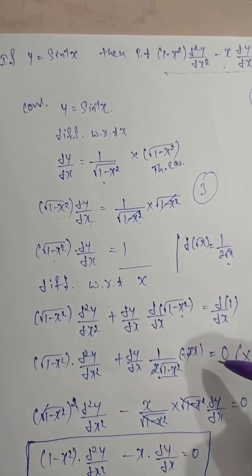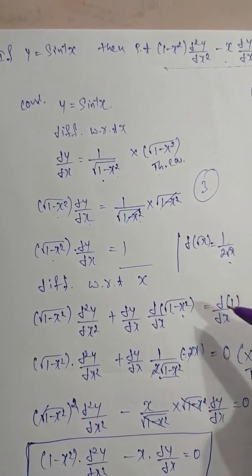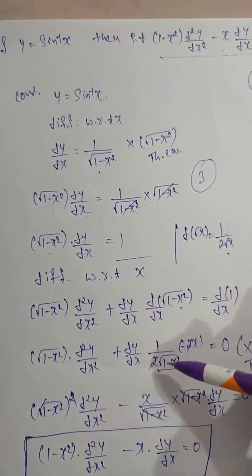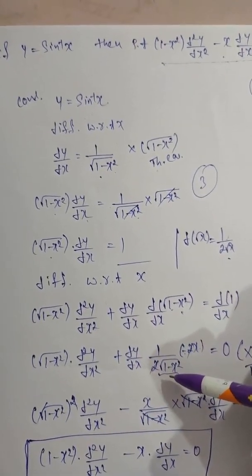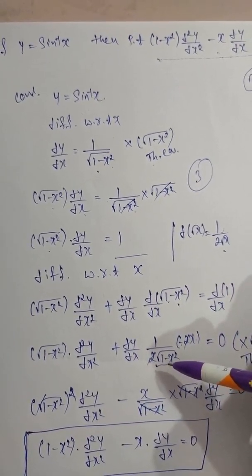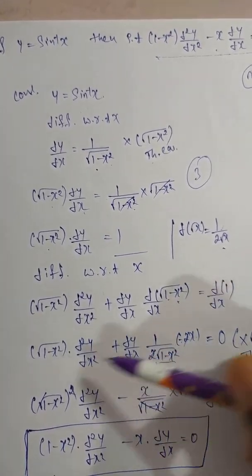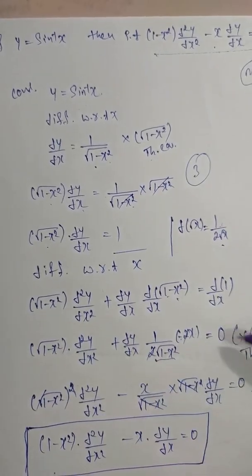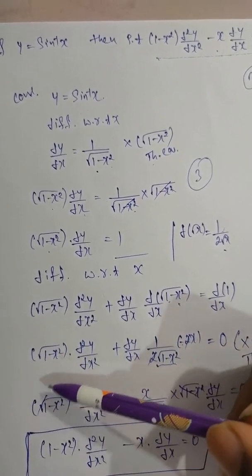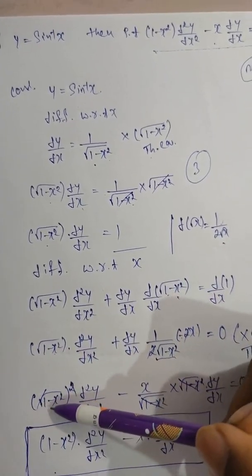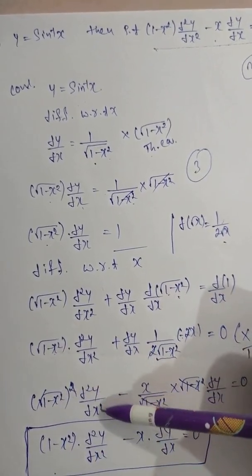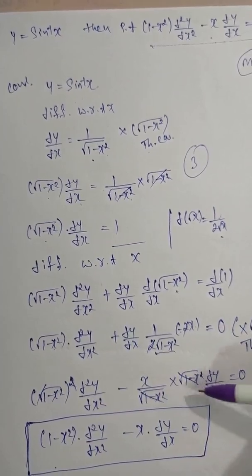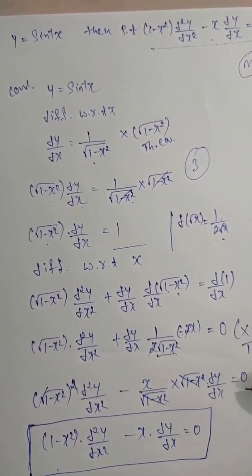Now, students, remember that point. After the differentiation, is there any term in the denominator? Yes, we have. What is the denominator term? Root of 1 minus x square. Multiply that root of 1 minus x square throughout the equation once again. So if you multiply that root of 1 minus x square, this will become a square. Root of 1 minus x square whole square into d square y by dx square minus x by root of 1 minus x square into root of 1 minus x square into dy by dx is equal to 0.